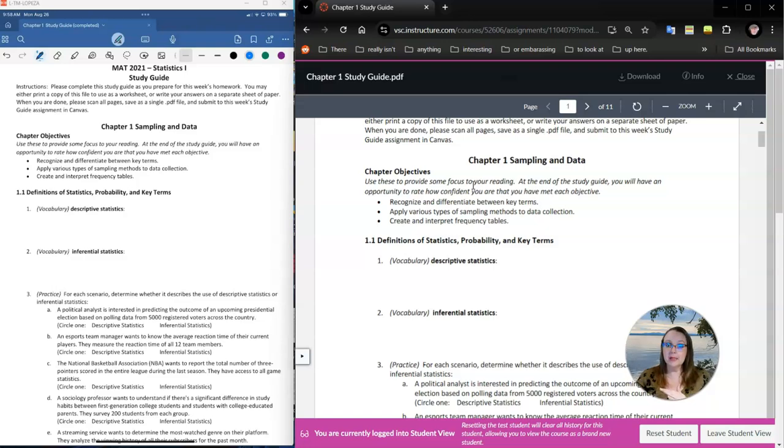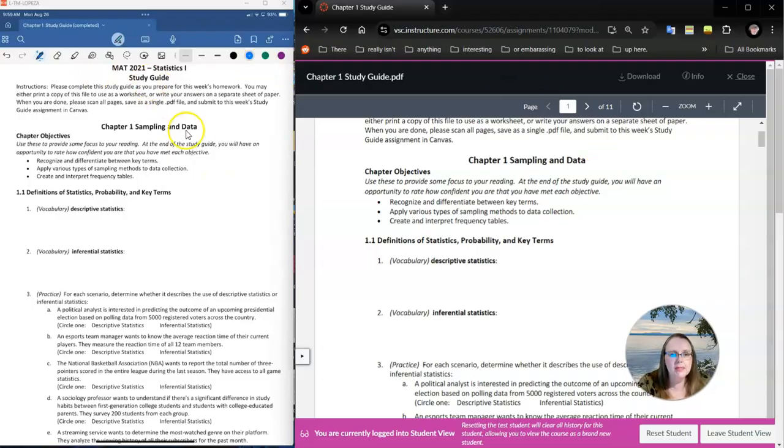Apply various types of sampling methods to data collection. That's a thing that we'll be able to do. And create and interpret frequency tables. So those are the objectives. And we'll come back to those at the end of the chapter to see how we feel about whether or not we can do them. So let's dig right into it.